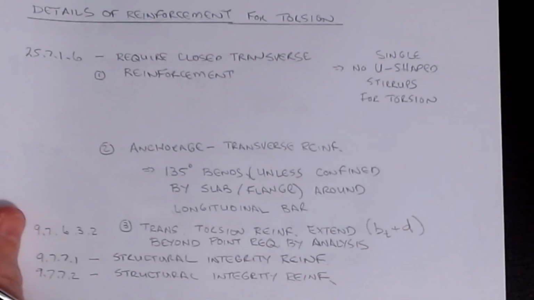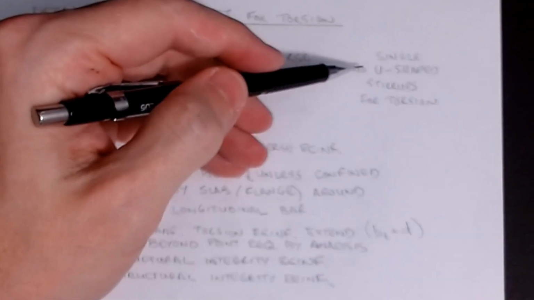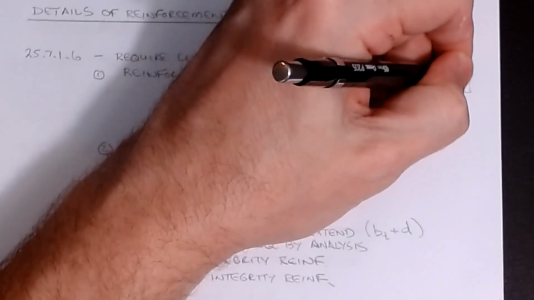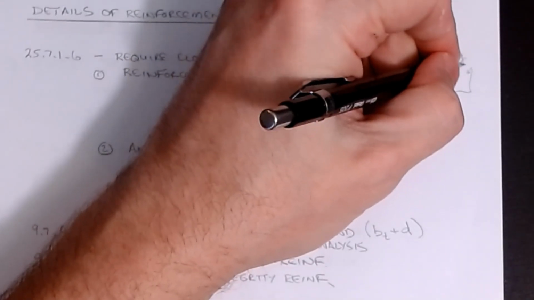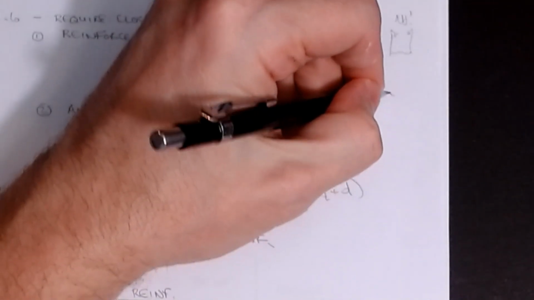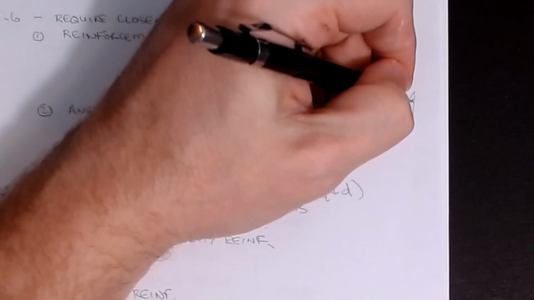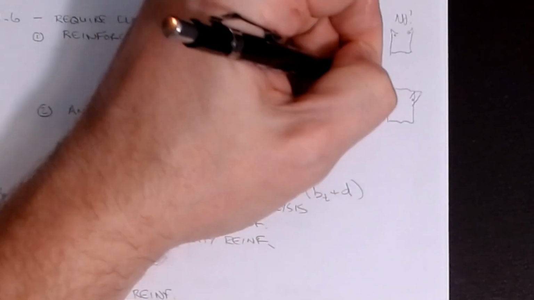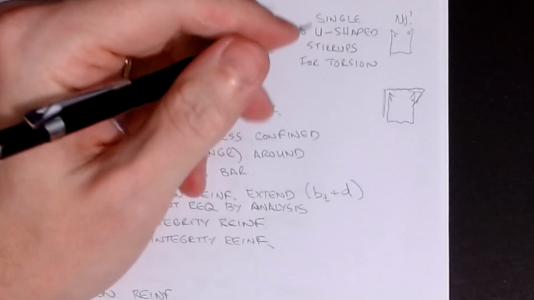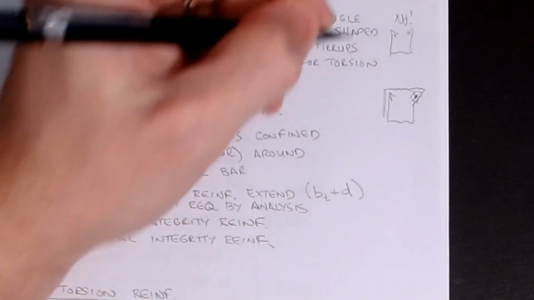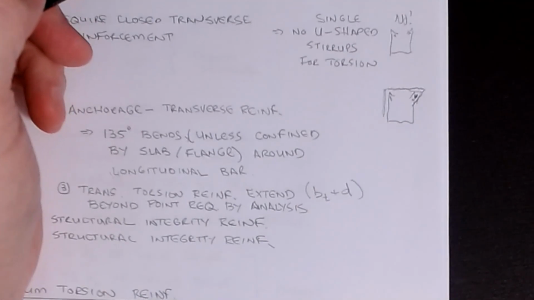Okay, the first one is that we require closed transverse reinforcement, meaning no single U-shape. So I can't have this anymore. That's a no-no. We're not allowed to have that. What you can have is a U like this, which is a standard U-shaped stirrup, but then I can also put a second bar that's developed according to proper guidelines that wraps around, again putting a bar here. This forms a closed stirrup, even though technically it is two pieces. You're allowed to do that.